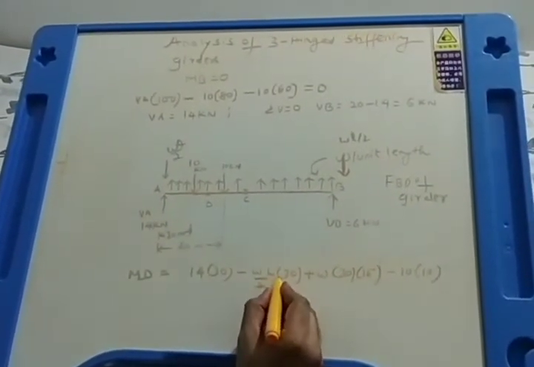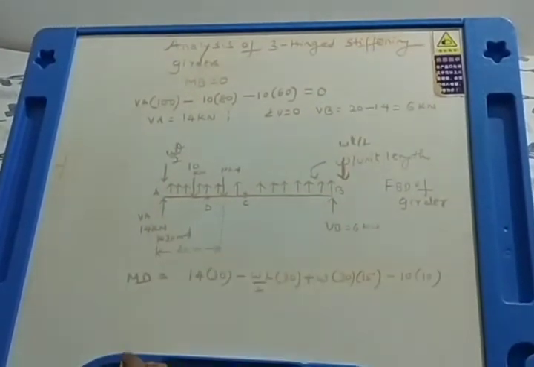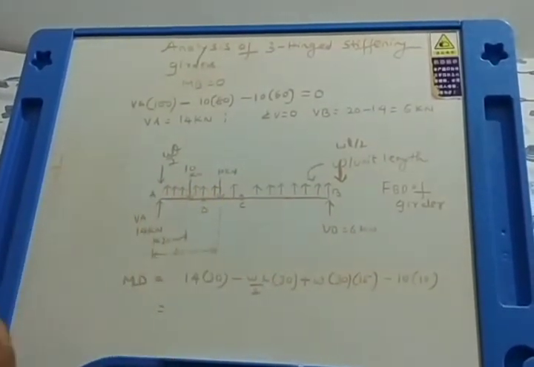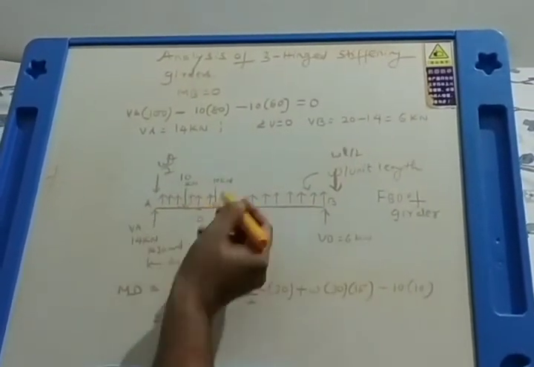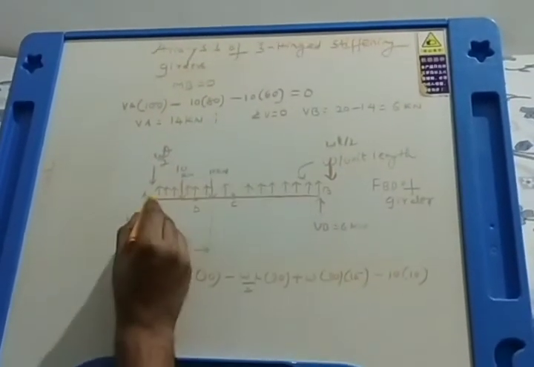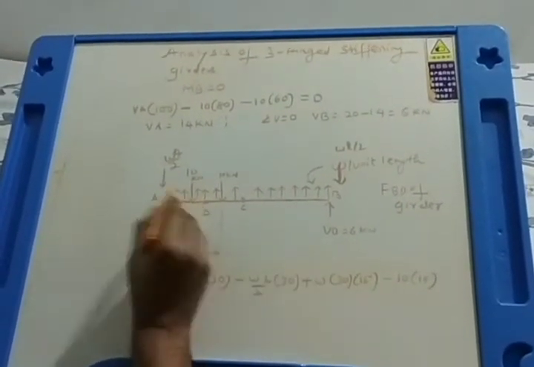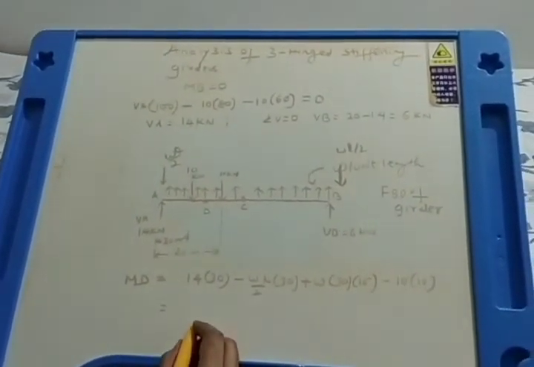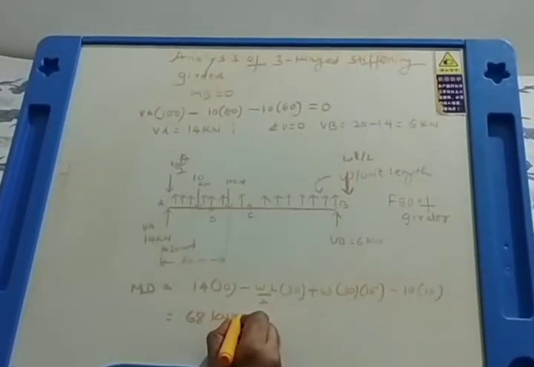You know already W, which is equal to 0.24 kilonewton per meter. L is 100 meter. You can substitute. You will get moment at D. I repeat again, what is moment at D? Algebraic sum of all the moments on the left side. VA into 30 clockwise. Then minus WL by 2 into 30 anti-clockwise at the point. Then minus 10 into 10 anti-clockwise. Then moment due to UDL plus, because UDL is acting upward, plus W into 30 into 15 is equal to the bending moment at D. And if you do the calculation, you will get 68 kilonewton meter. So this is bending moment at D.